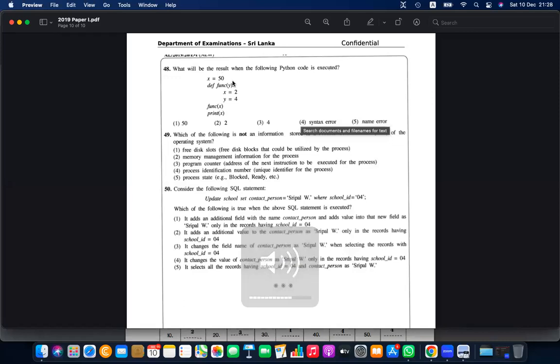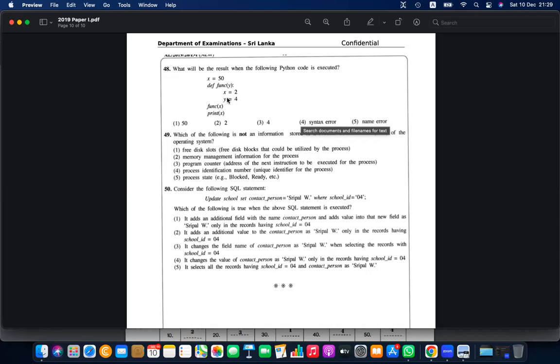Okay, x equals 50, and a function f is declared with y given as the input. Here x is 2 and y is 4. The function will take x as the input, so x will be fed and you are printing x. When you print x, it will be 50, because x is 50, right?